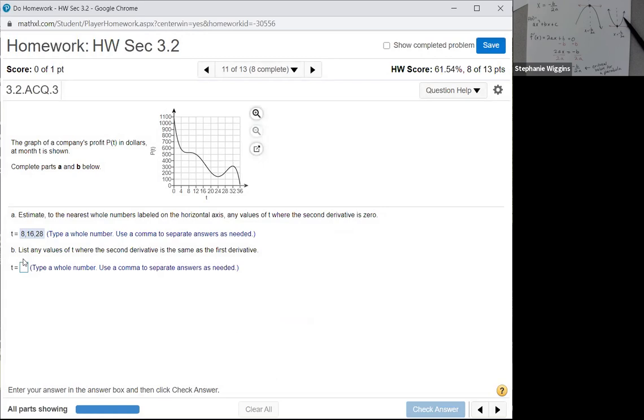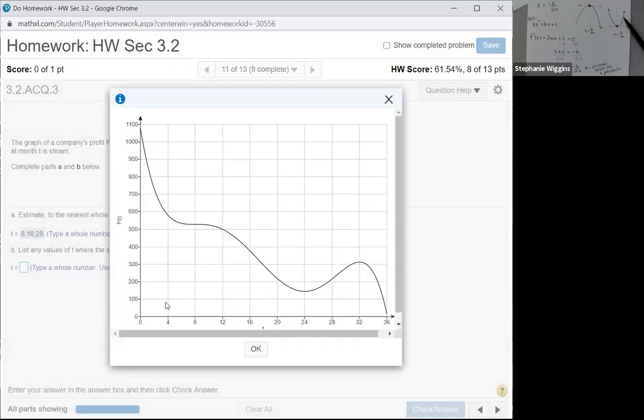Now, part B says list any values of t where the second derivative is the same as the first derivative. That would be where they're both 0, right? We can't look at it and tell if the numbers are the same. It would have to be the zeros. So here it's decreasing, so the first derivative is negative and then the first derivative is 0. And remember 8 was also an inflection point. So the second derivative is 0. So this is both an inflection point and a critical point because you've got a horizontal tangent there.